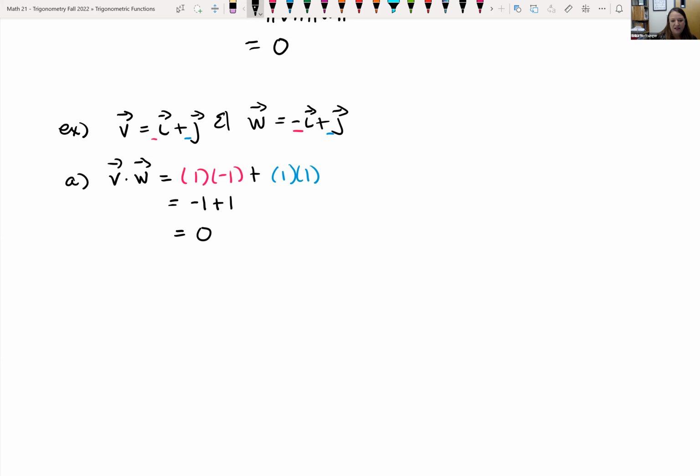So it wanted us to find the dot product, and it wanted us to find the angle between the two. We said that if we got back zero, it was orthogonal.